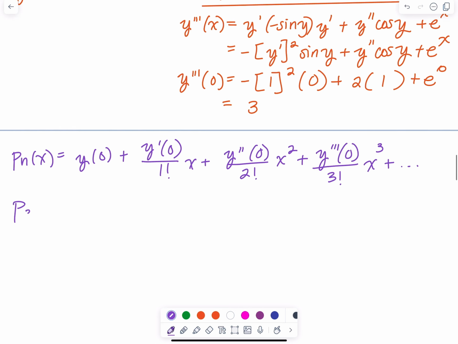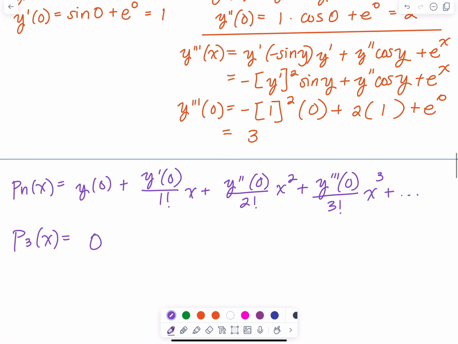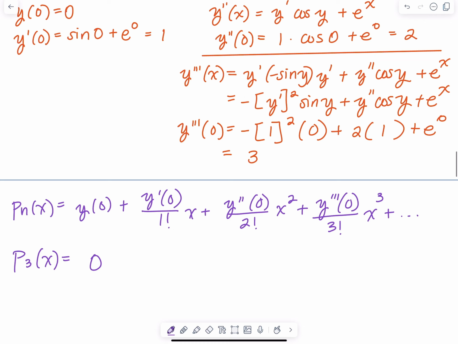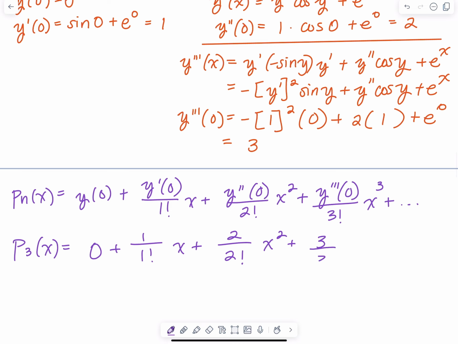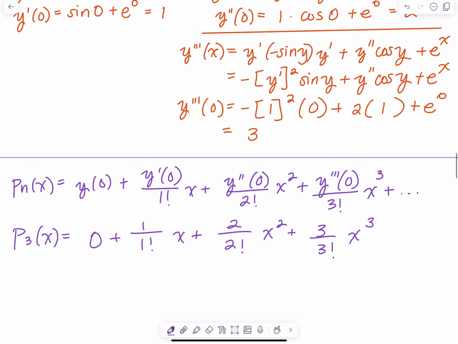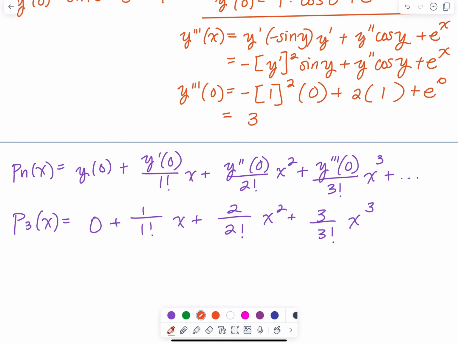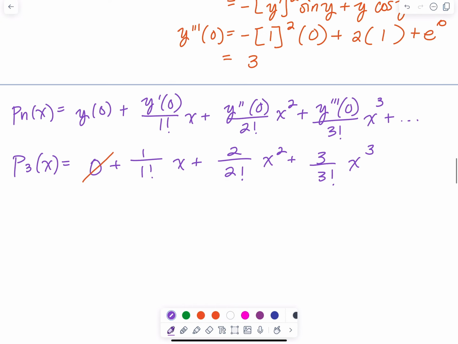So we could write, and we're going to go to third degree, since this first y of 0 is 0, and then we have y prime of 0 is 1, and y double prime of 0 was 2, and y triple prime of 0 was 3. So this is the third degree polynomial that would give us 3 non-zero terms. So basically we will have x plus x squared plus 1/2 x cubed.